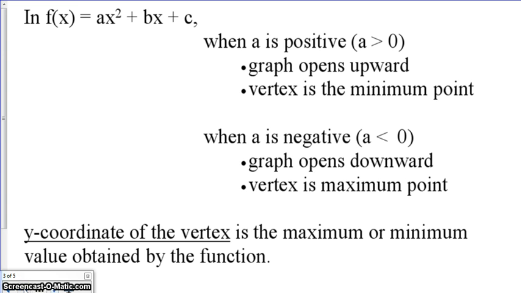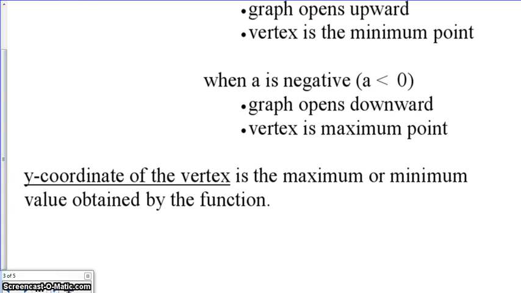In the function f of x equals ax squared plus bx plus c, when a is positive, meaning your a value is greater than 0, the graph opens upward, and the vertex is the minimum point. When a is negative, meaning your a value is less than 0, the graph opens downward, and the vertex then is a maximum point. The y-coordinate of the vertex is the max or min value obtained by the function.